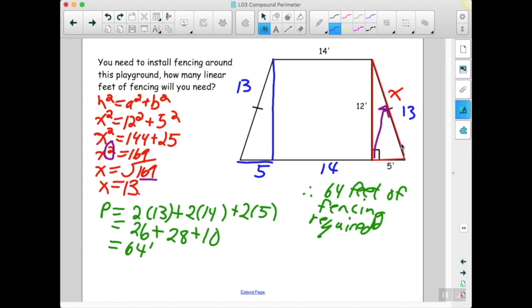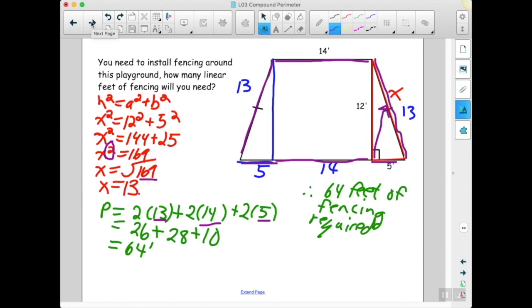Now for the perimeter. I'm heading around here. You can see we have 14 here, and there's 14 there. So I noted two 14s. There are also two 13s, one here and one right there. And then there are also two 5s. So that's what I noted here. Two 13s, two 14s, two 5s. Doubling 13, 26. Doubling 14, 28. Doubling 5, 10. Adding all of this together, we get 64. And then I write my conclusion. Therefore, 64 linear feet of fencing will be required.